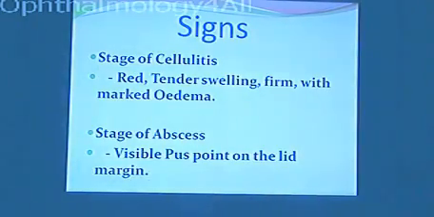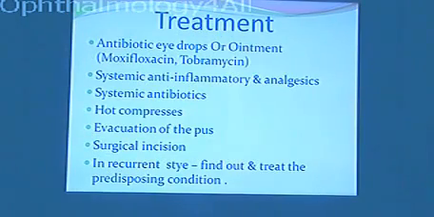In signs, when you examine the patient, you can see a tender, firm swelling, marked redness, and there may be a stage of cellulitis. There may be marked edema. If this infection is allowed to progress further, it can be converted to abscess. A localized visible abscess can develop. Initially this pus pointing may be seen at the lid margin, but if it progresses, it may involve the whole of the eyelid.